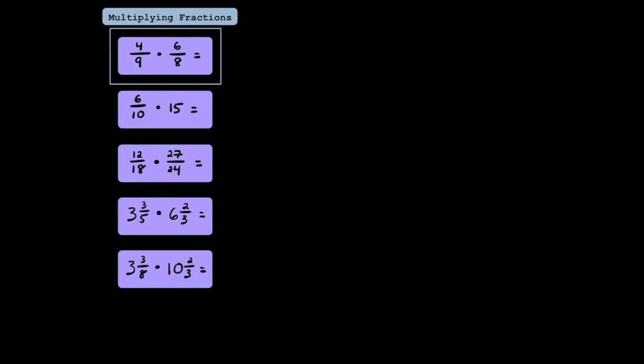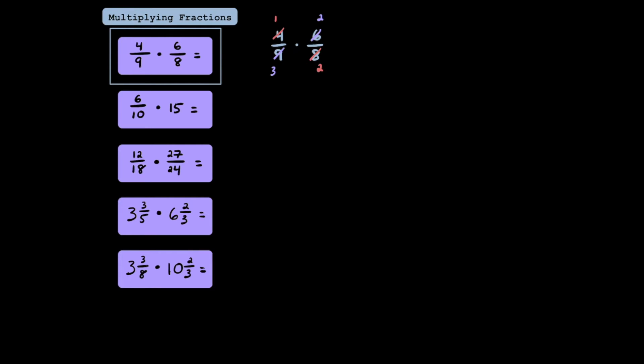Now let's try multiplying fractions here. We have 4/9 multiplied by 6/8. Remember, we don't need common denominators here, so we can get right away into cross-canceling. Looking at the 4 and the 8, I know I can divide them both by 4, and that's going to make 1 and 2. Looking at the 6 and 9, I notice they're both divisible by 3. 9 divided by 3 is 3, and 6 divided by 3 is 2.